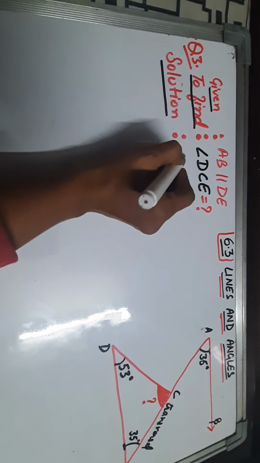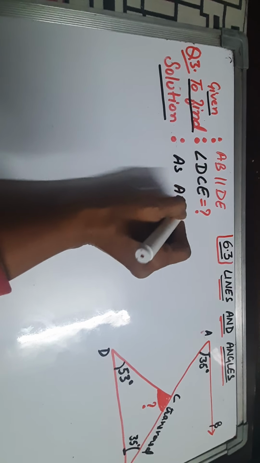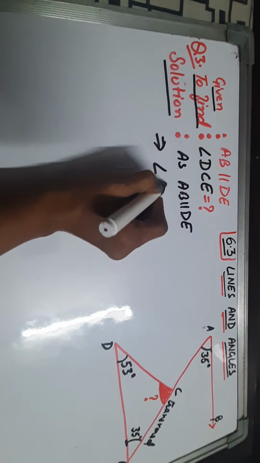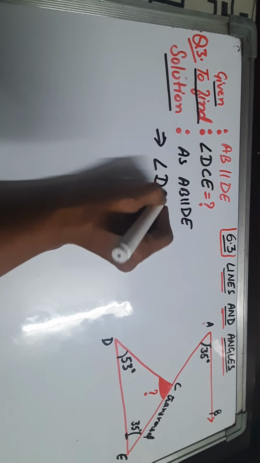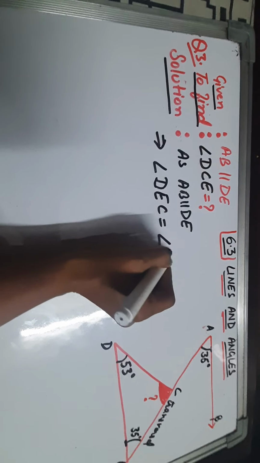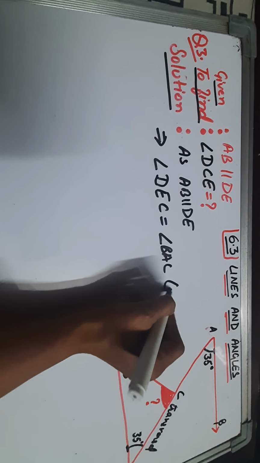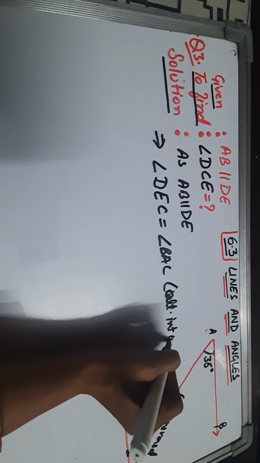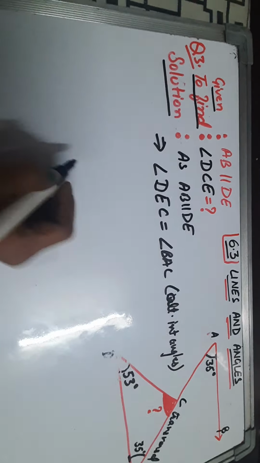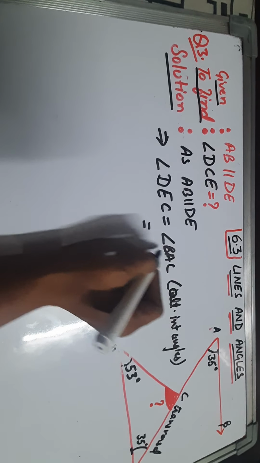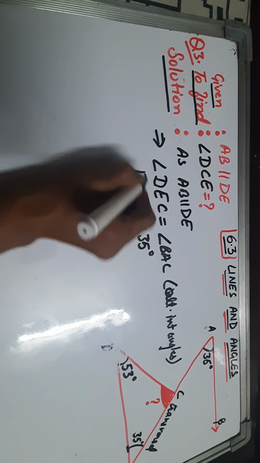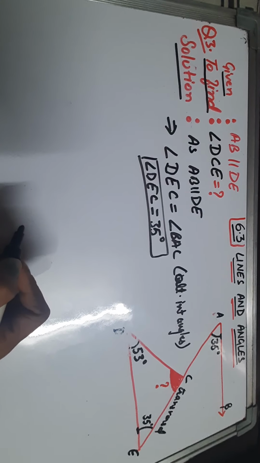So very first of all we will take angle DEC. We will write: as AB is parallel to DE, this implies angle DEC is equal to angle BAC. And here we have to give the reason also: alternate interior angles, right? Like this. So this angle is 35 degrees. So let us put the value. From here we'll get angle DEC also as 35 degrees, right?